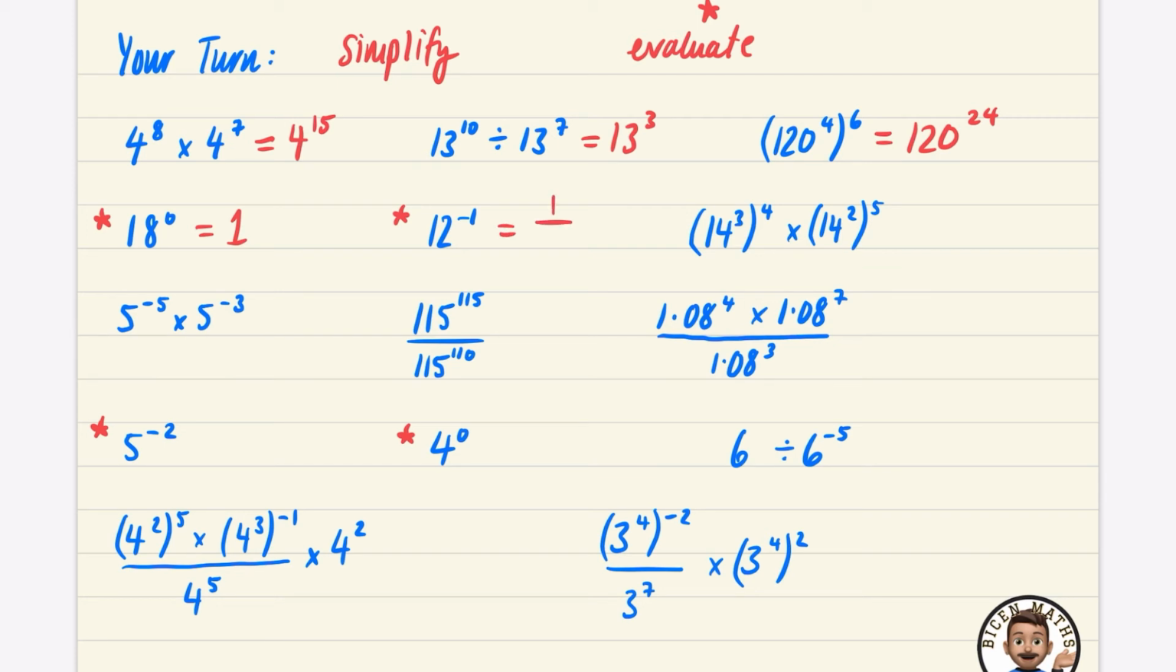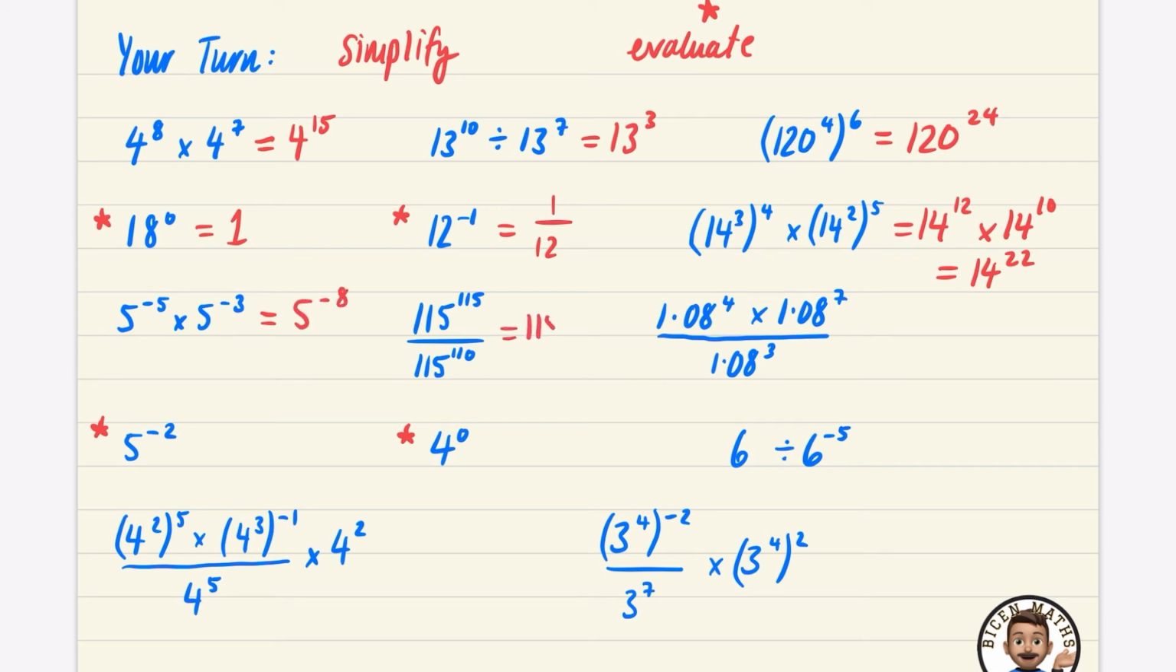I do it as 1 divided by 12 to the power of 1, but 12 to the power of 1 is just 12. So we've got 14 to the power of 12, multiplied by 14 to the power of 10, and then I can combine those by adding the powers, so it's 14 to the power of 22. I'm going to be adding these numbers together, so minus 5 plus minus 3, I'm adding a negative number to it, so it's going to become more negative, and it's 5 to the power of minus 8.